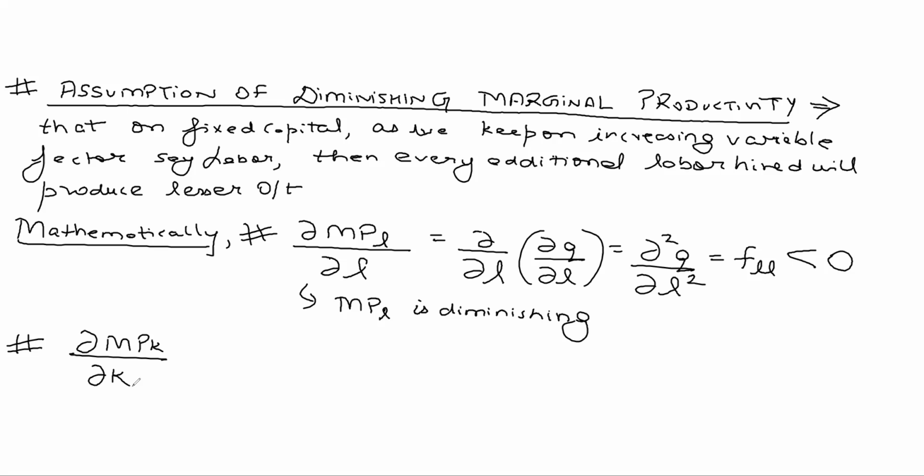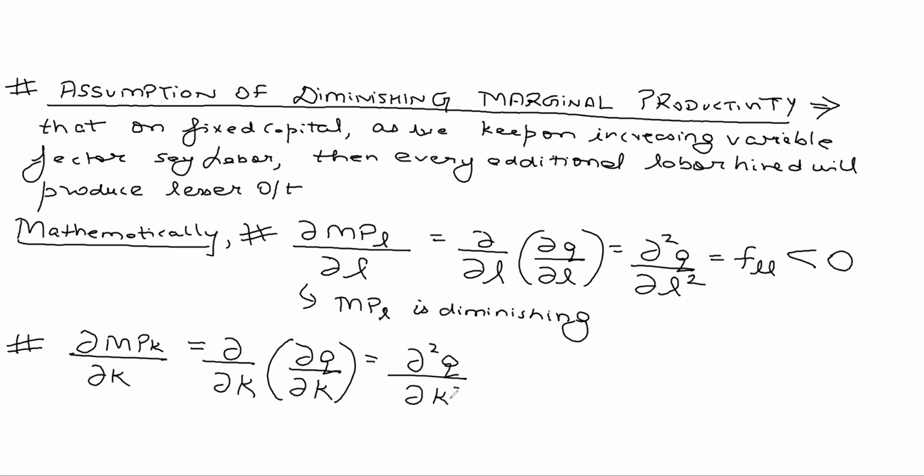So I can write mathematically del MPK by del K, which is del by del K of what is MPK? Del Q by del K is del square Q by del K square, which I can write as FKK, is negative.